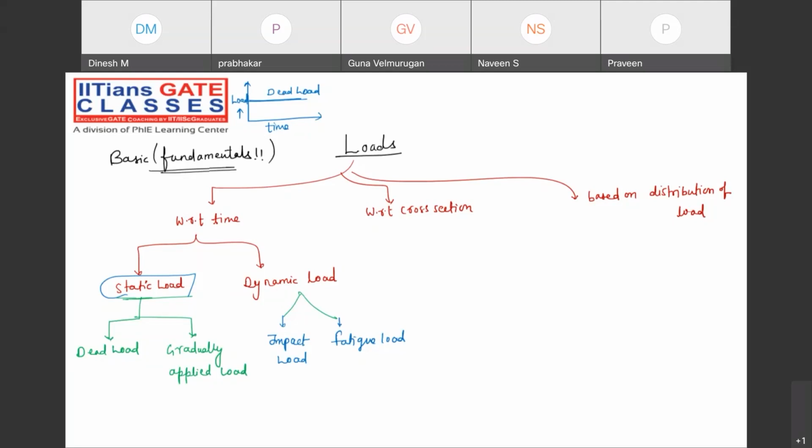Right? Now, the next thing: what do you mean by gradually applied load? Anybody have any idea? I also want an example. Varying load? No. See, static means it is not varying with respect to time. That means increasing from low to high. It's still not that clear. Anybody else want to give some insight about this?